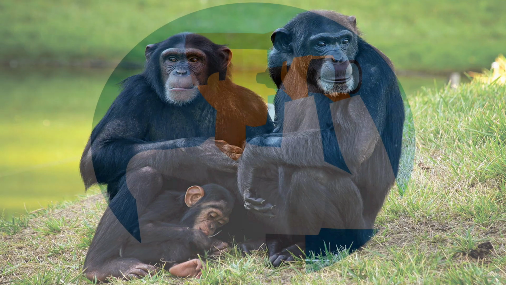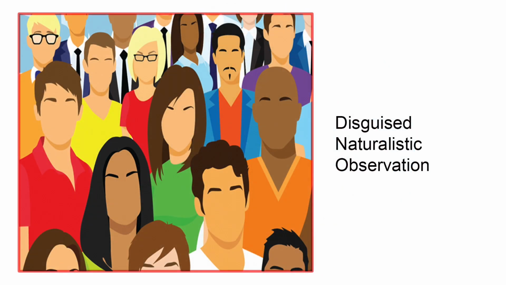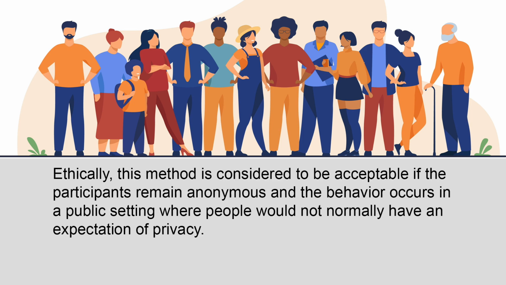Researchers engaged in naturalistic observation usually make their observations as unobtrusively as possible so that participants are not aware that they are being studied. Such an approach is called disguised naturalistic observation. It is ethically considered to be acceptable if the participants remain anonymous and the behavior occurs in a public setting where people would not normally have an expectation of privacy.